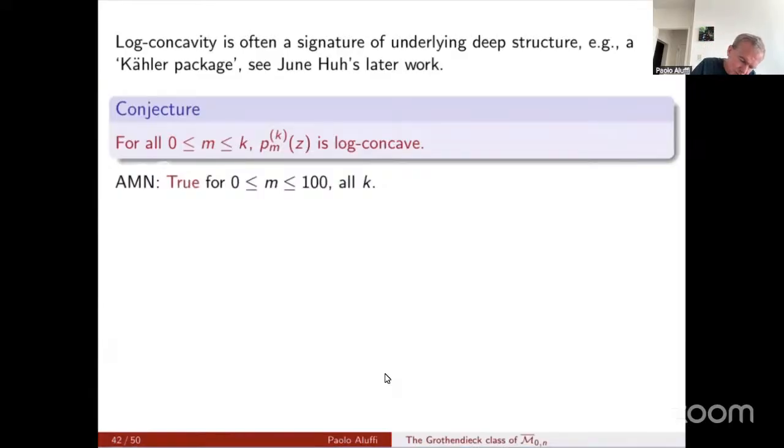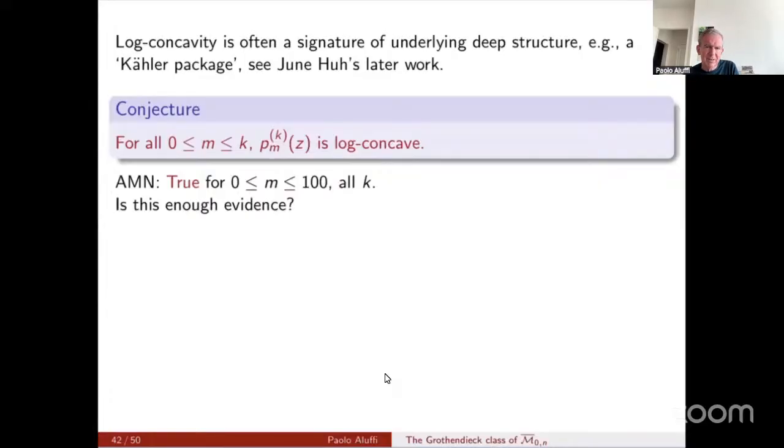And with the formulas I told you about in this talk, from the paper with Marconi and Nascimento, we can prove that this is actually the case for many. I mean, we stopped at 100 just because. These are infinite families. For all k's, we can show that all of these are log concave. So that brings up the question: is there a Kähler package behind this construction that takes care of that?